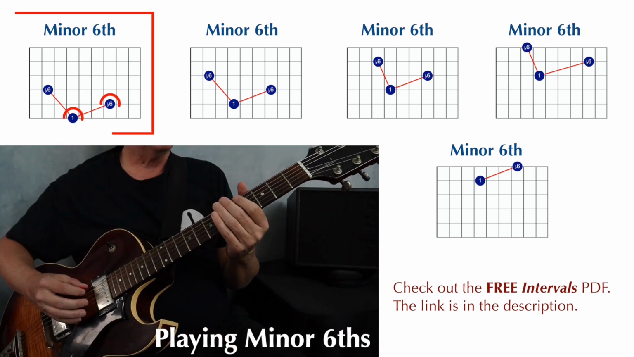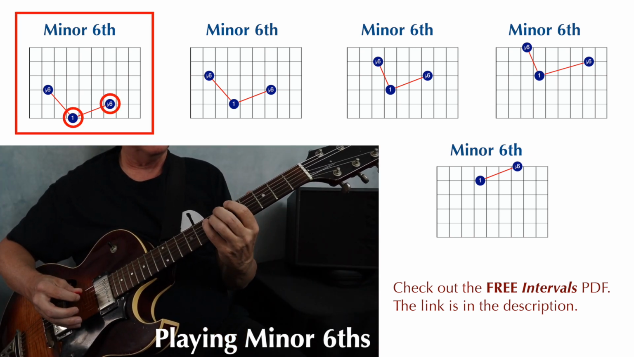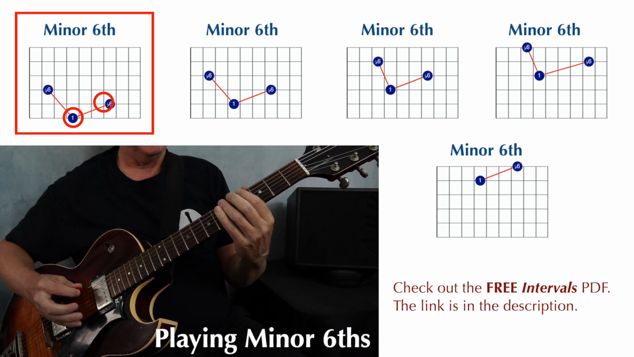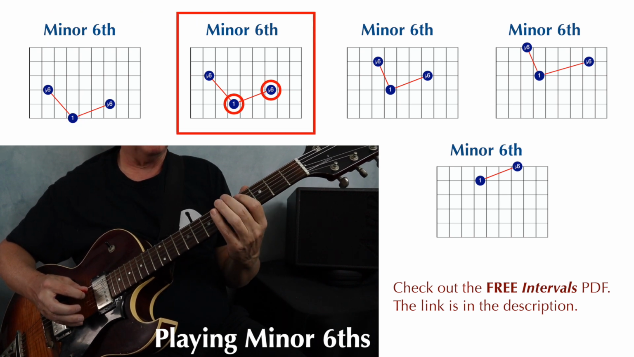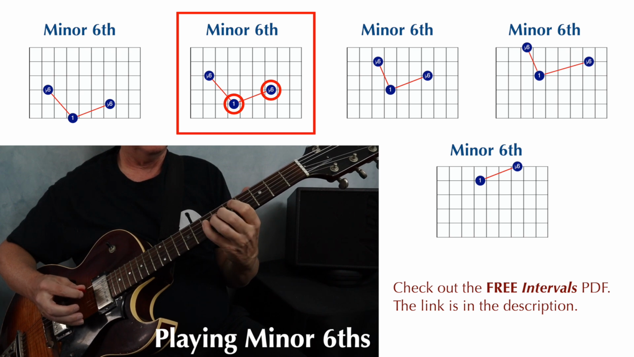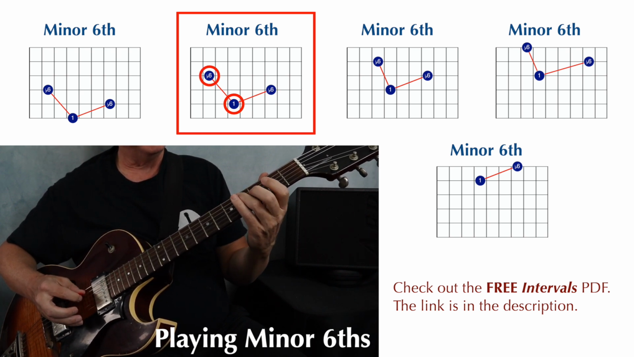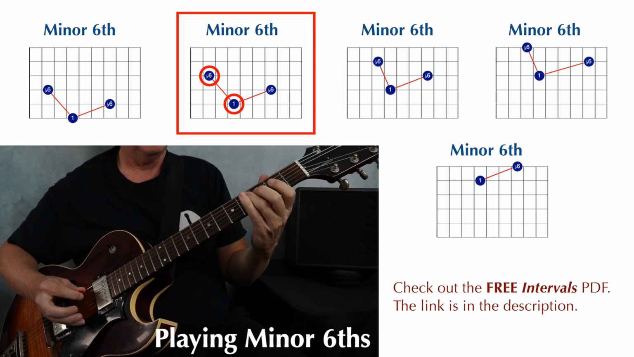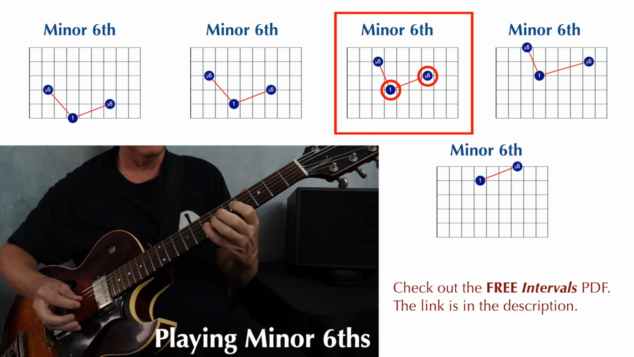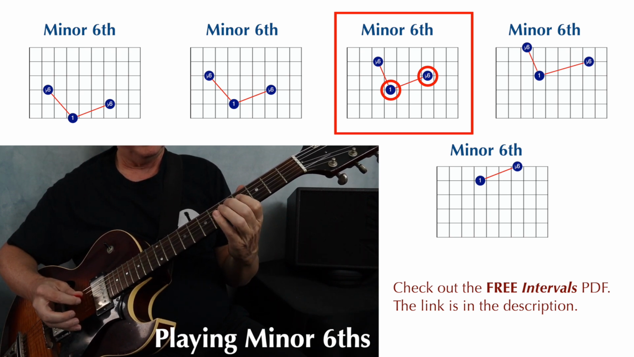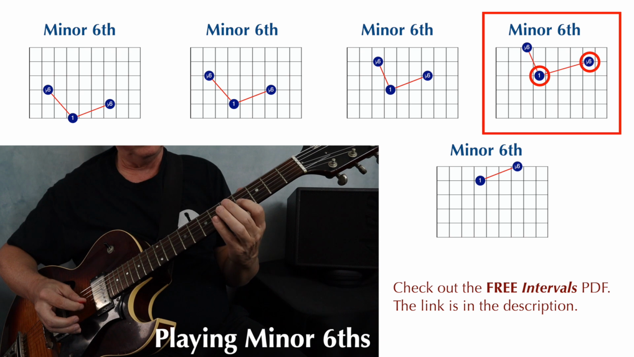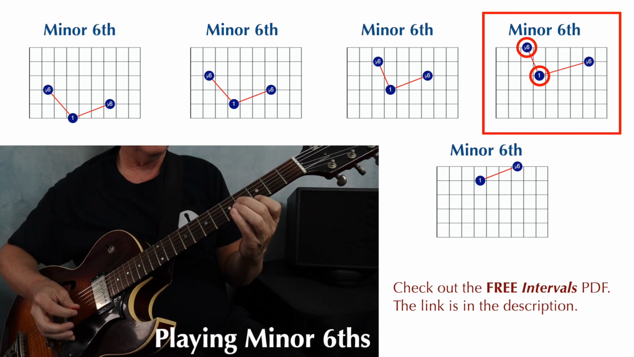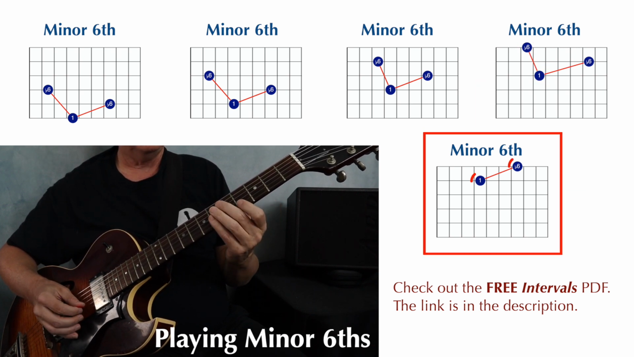And minor sixths. Minor sixths moving between strings 6 and 5, and 6 and 4, between strings 5 and 4, and 5 and 3, between strings 4 and 3, and 4 and 2, 3 and 2, and strings 3 and 1, and strings 2 and 1.